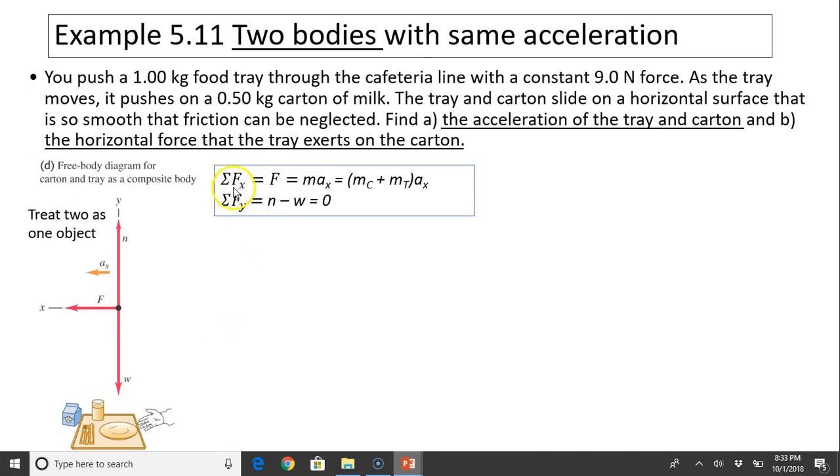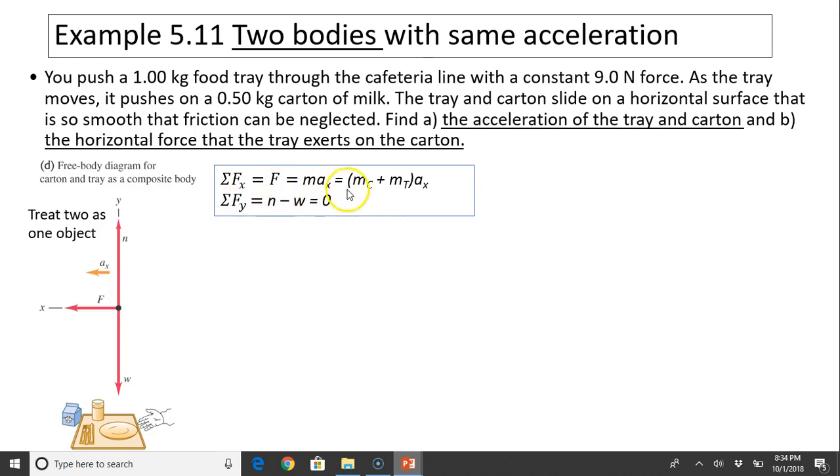In this case, the net force in the horizontal direction is just F, the 9 newtons you applied. And in the y direction are the normal force and weight. Normal force and weight cancel. Anyway, we're just trying to find acceleration in the horizontal direction. We don't really concern ourselves with y in this case.